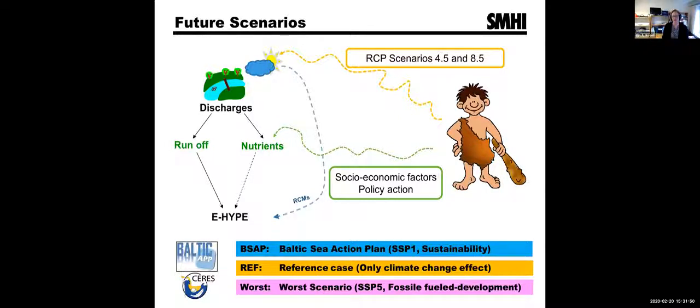We have the Baltic Sea Action Plan, where we are decreasing the nutrient loads. We have the reference scenario, where we are keeping the nutrient load, but since there will be climate effects such as more rain and higher river flow, we will also have an increase of nutrient load. And then we have the worst case scenario, which is increasing nutrient loads without reductions at all. So that is what we use to force our model, RCO-Scobi.